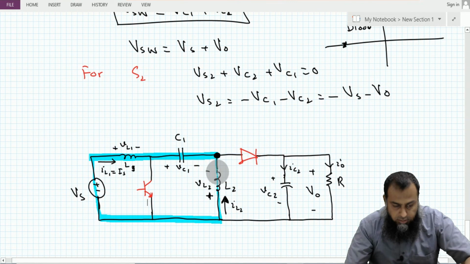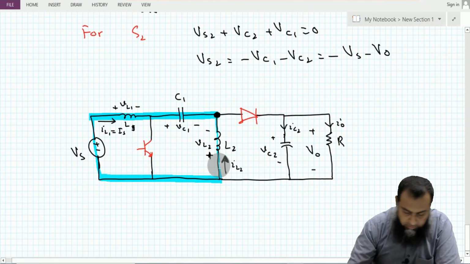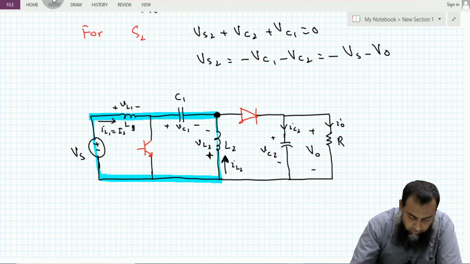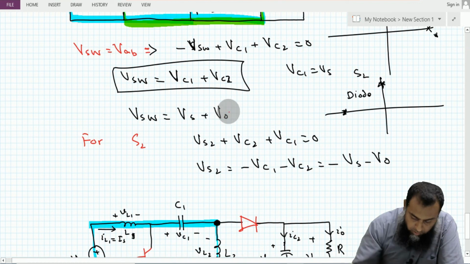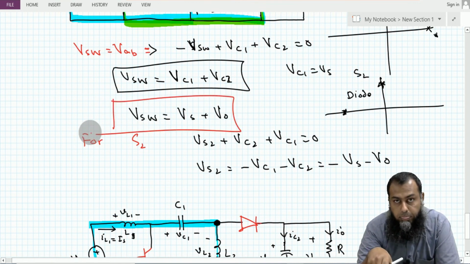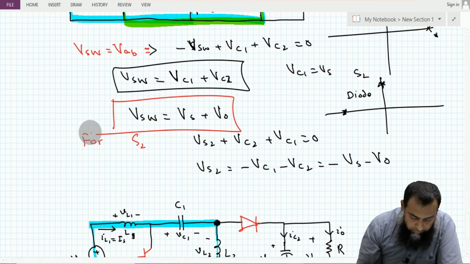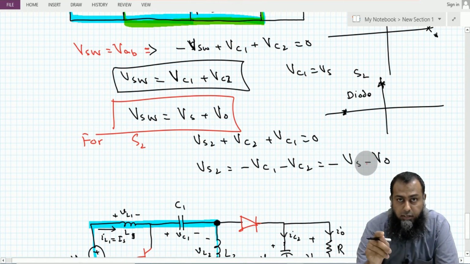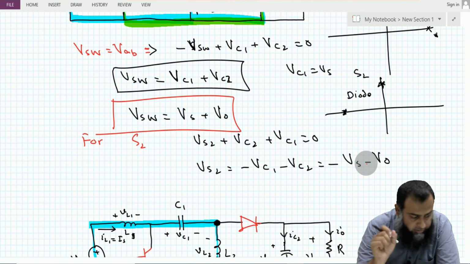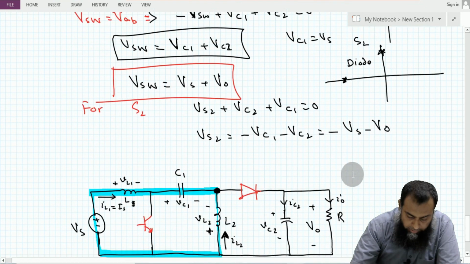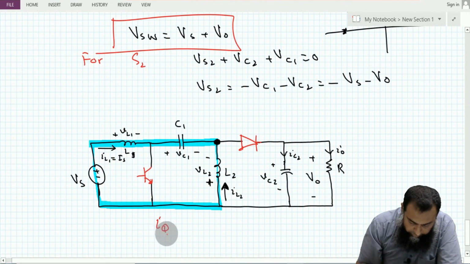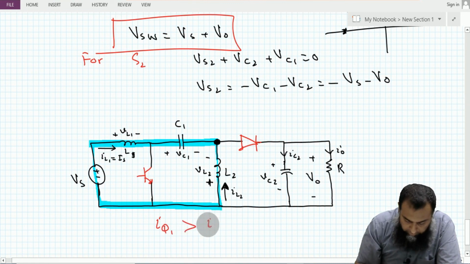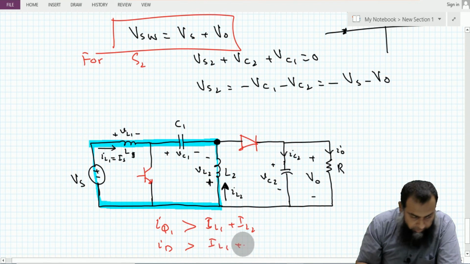As far as the switch stress is concerned, for this particular converter, the switch stress can be realized through these equations. The active switch has to block the sum of the input voltage and the output voltage. And for the switch 2, the voltage blocking is also the sum of the input voltage and the output voltage. So the minimum rating of these two devices should be greater than the sum of the input voltage and the output voltage. As far as the current is concerned, the current rating for this IQ1 should be greater than the sum of the inductor currents IL1 and IL2, and for this switch ID, it should also be greater than or equal to IL1 plus IL2.